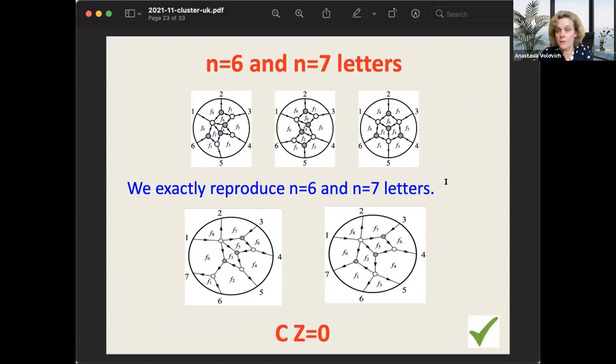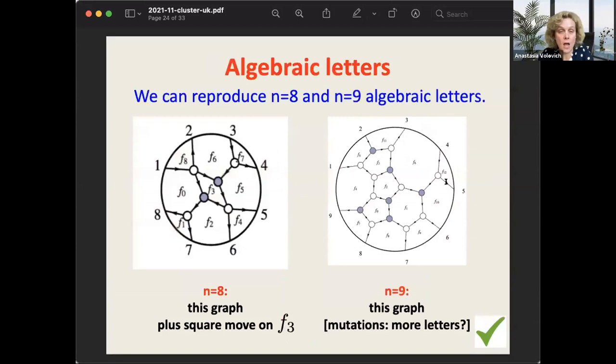Before going to 8 and 9, here are 6 and 7. Here we reproduce those 6- and 7-point letters from these Plabic graphs. Now, the reason we were excited by this construction is because we could get square roots immediately. We start with this 8-point Plabic graph and solve CZ equals 0 for it, and boom, we get a square root, exactly the correct square root that appears in amplitudes.